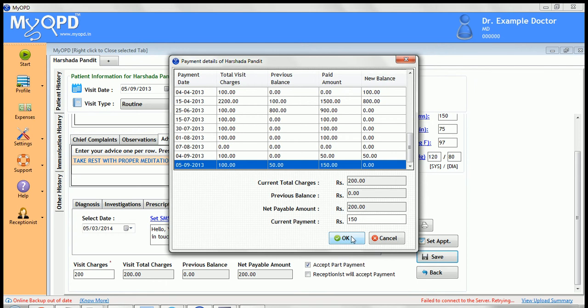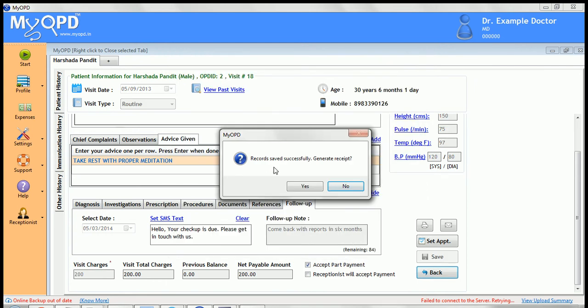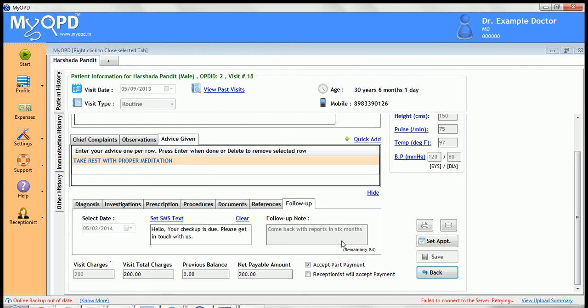Now, this visit is saved. No further modifications are allowed to this visit unless you view this visit as a past visit.